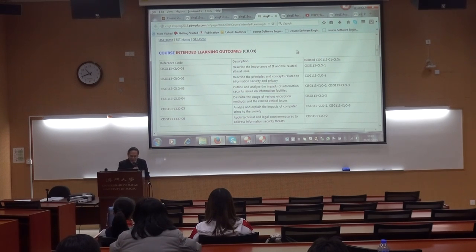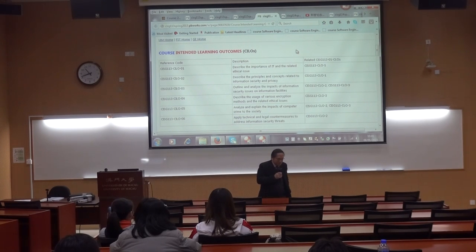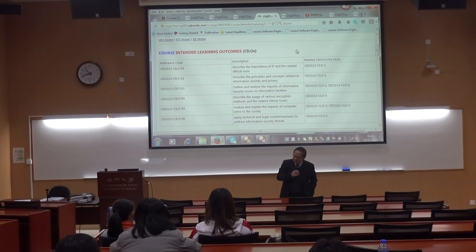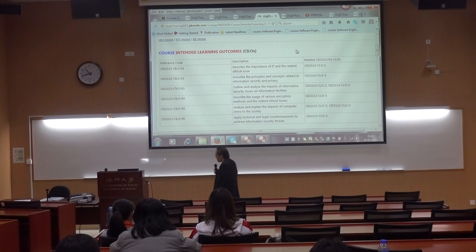Sign number 5: to analyze and explain the impacts of computer crime to society. What is meant by computer crime? Any crime that is committed by people with the use of technology, particularly with computing devices. So today in Macau we do have similar laws to govern things like this, and we're talking about the impacts of that. What is one example you can give?